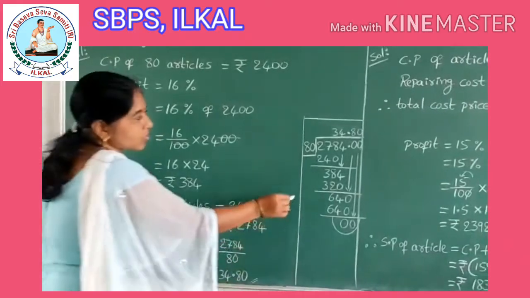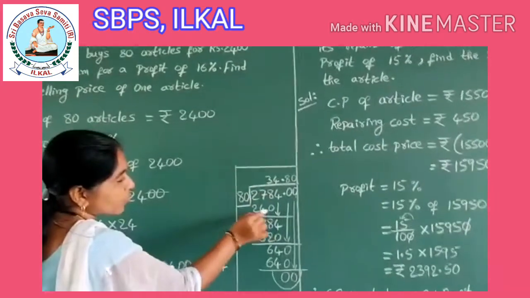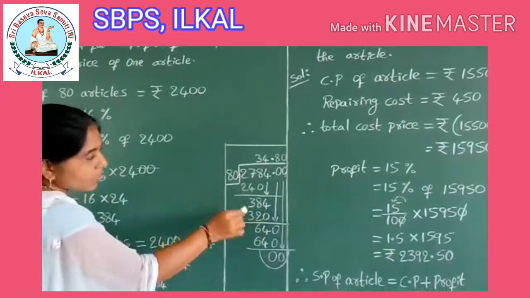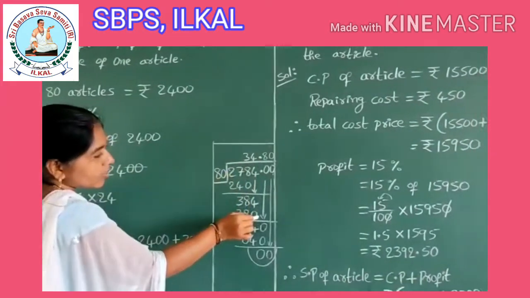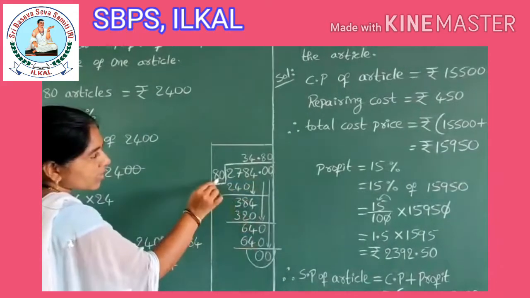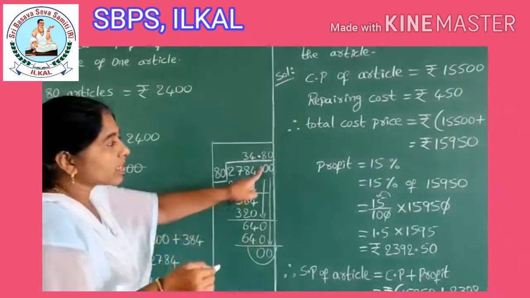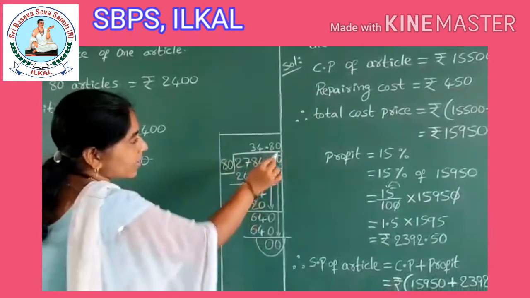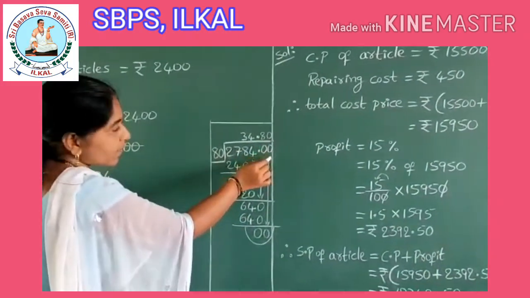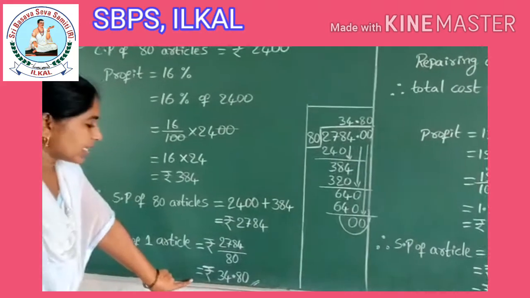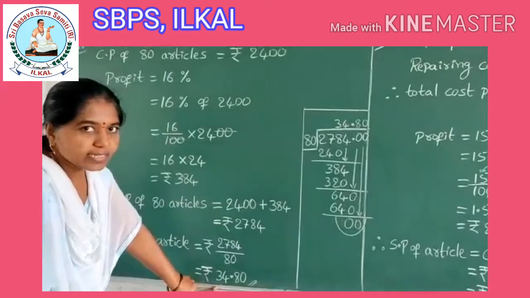How we will get it? Observe here. 8 3s are 24, so 240. 384 means next term we will take down, and 8 4s are 32, so 320. Next 0. 8 8s are 64, so 640. Rupees means, children, 2 decimal places, is it? Then I took another extra 0. 34.80. Therefore, the selling price of one article is equal to rupees 34.80.